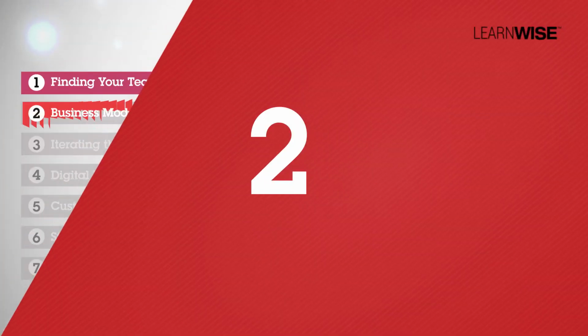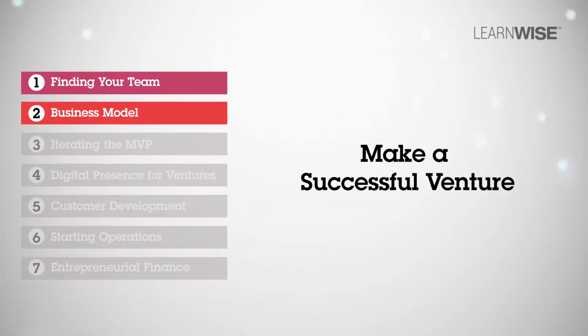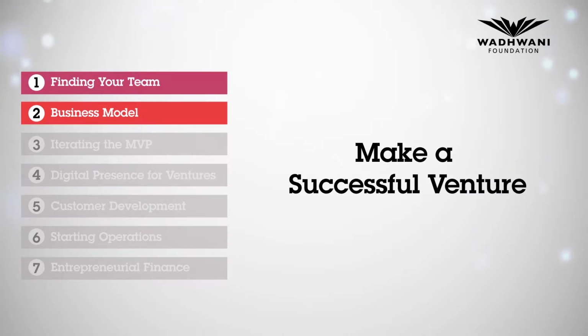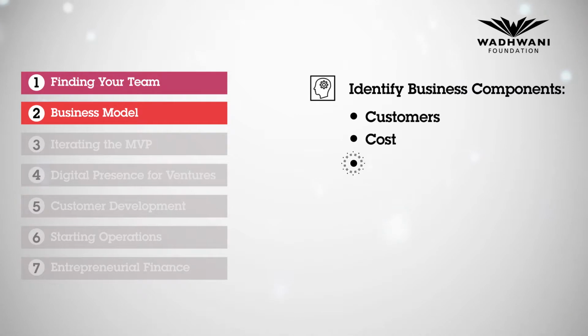Let's move on to Lesson 2 now. Your goal is to make your venture successful. It should make money. How do you achieve that? Obviously, you need to plan ahead. You need to figure out all the different components in your business, such as customers, costs, revenues. This is called the business model.